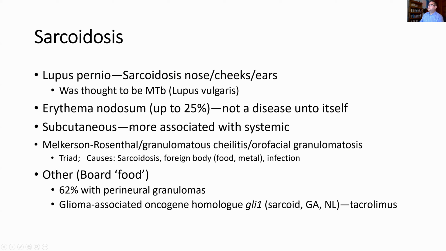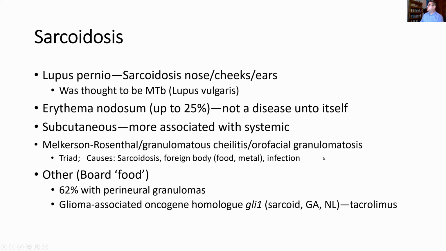But I think if you follow these erythema nodosum patients out, a certain percentage of them will end up being infectious, a certain percent will end up being sarcoid, and a certain percent may end up even being vasculitis. So I view this as a pattern, but not a disease unto itself. Subcutaneous sarcoidosis, which is quite rare, is more associated with systemic involvement. And then these terms can be confusing.